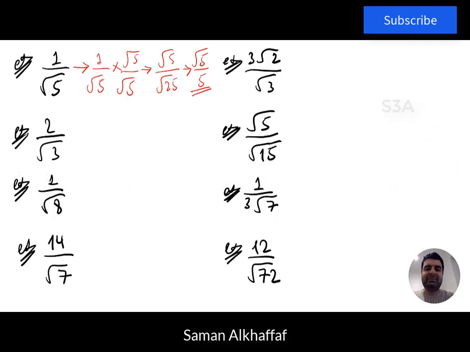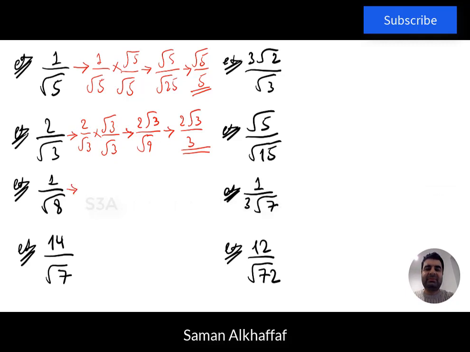In this example, we have 2 over root 3, so we'll multiply by the conjugate, 2 over root 3 multiplied by root 3 over root 3. To simplify, this will give us 2 root 3 over root of 9, and root of 9 is 3. So our final answer is 2 root 3 over 3.